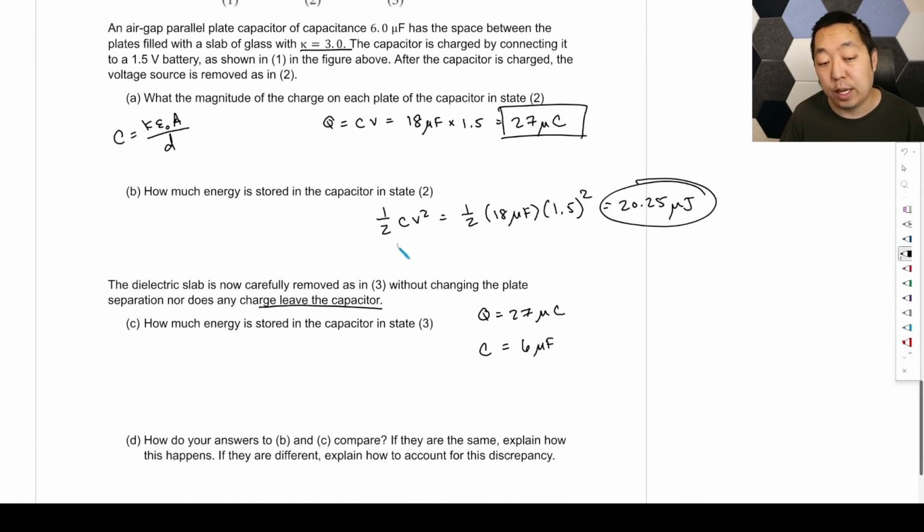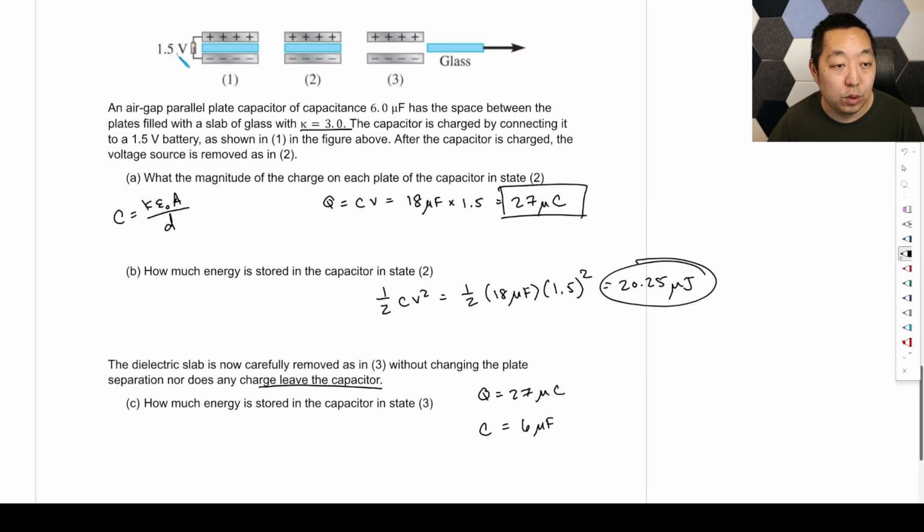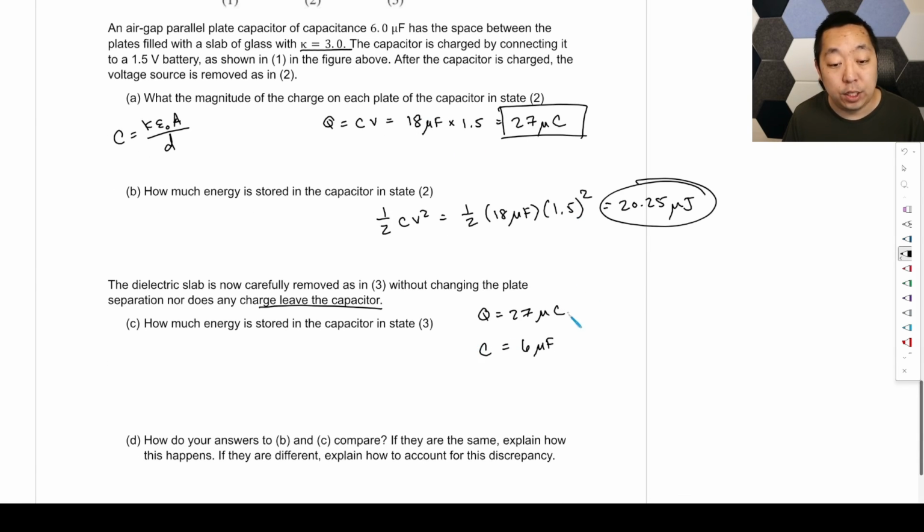Now the voltage is not kept constant. So we don't just replace this with a 6, because we don't know that the voltage stays at 1.5 since it's not connected to the battery anymore. The battery is what was enforcing the 1.5 volts. Now that we've disconnected it, it can float to whatever voltage it wants to be at. But the Q is kept constant.